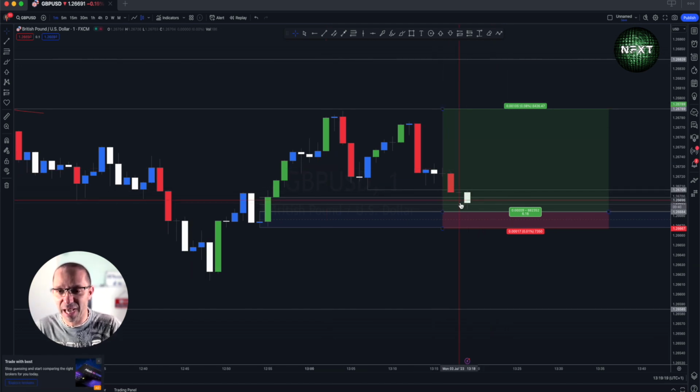So as you can see, we came down inside this area here of imbalance. This fell short of tagging my entry here. Let's just see if we can get another push down into this area of demand. Let's see if we can make up for that loss up here. And that's a loss of 2%.